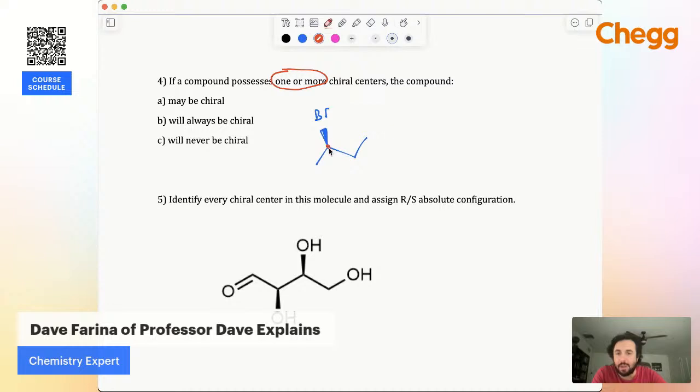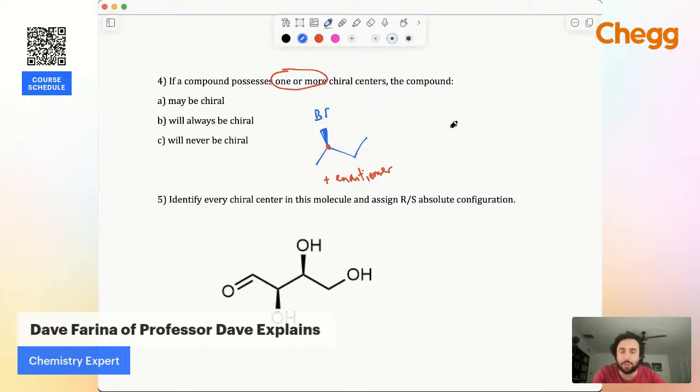If a molecule has one chiral center, then it must be chiral. It will have this enantiomer, right? The enantiomer is the mirror image. If you put the bromine on the dash bond instead of the wedge, you'll get the mirror image. The mirror image is called the enantiomer. So with one chiral center, it will be chiral.